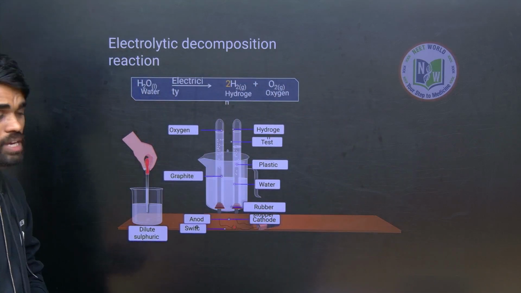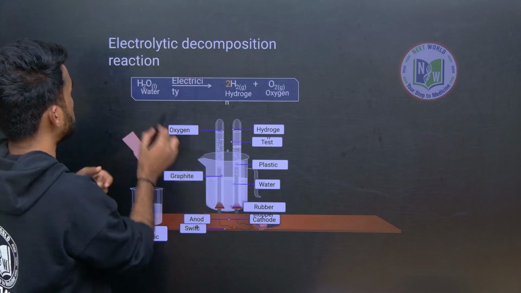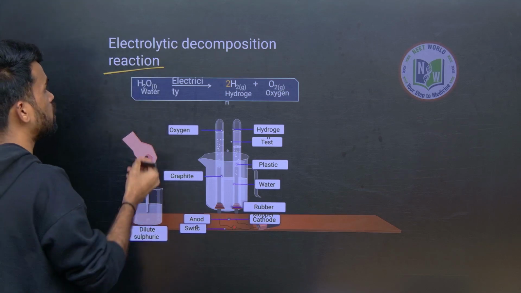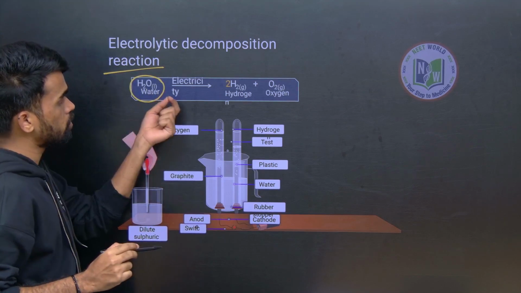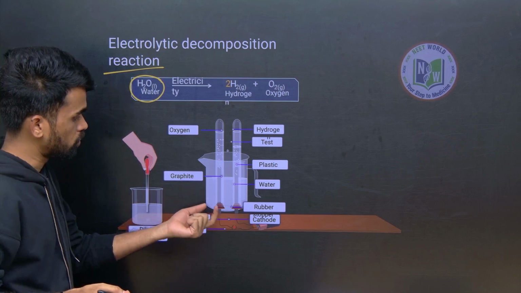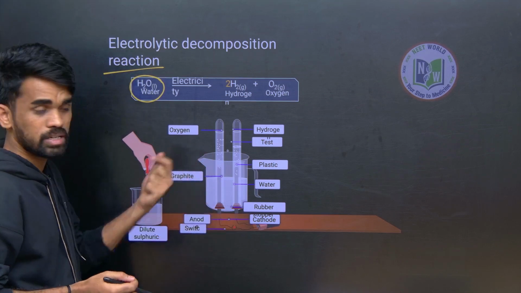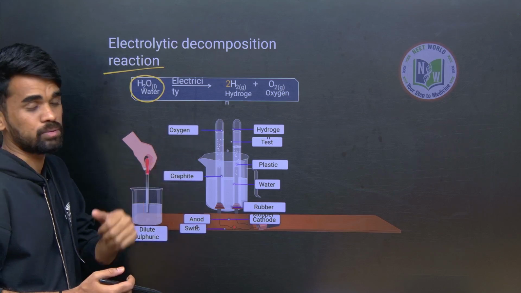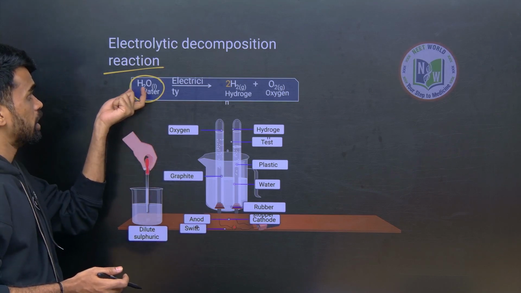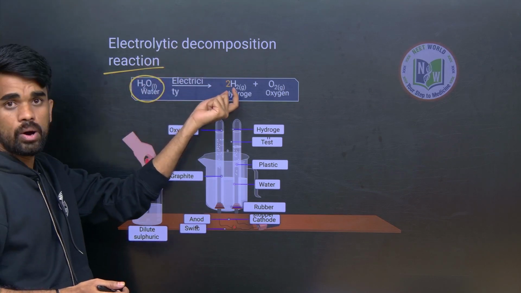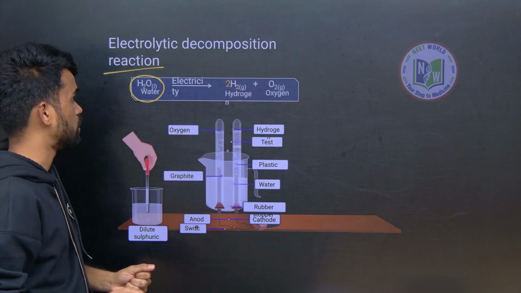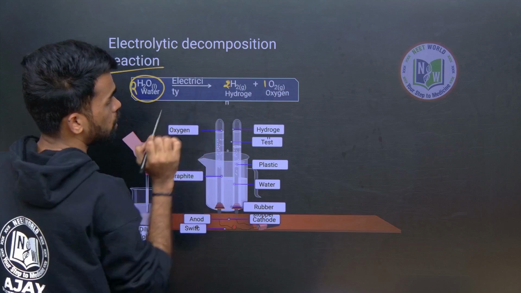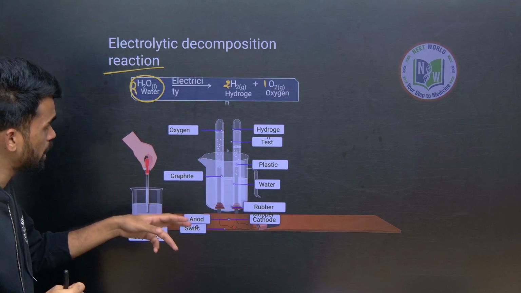And next we have the electrolytic decomposition reaction. How does this electrolytic decomposition reaction take place? See here, we have water. When we pass electricity through the water, what happens? It will dissociate into its elements. For example, here we have H2O. It will give H2 molecule and oxygen molecule. If you take 2 moles, it will give 2 H2 and 1 mole of O2 gas. So that will be observed.